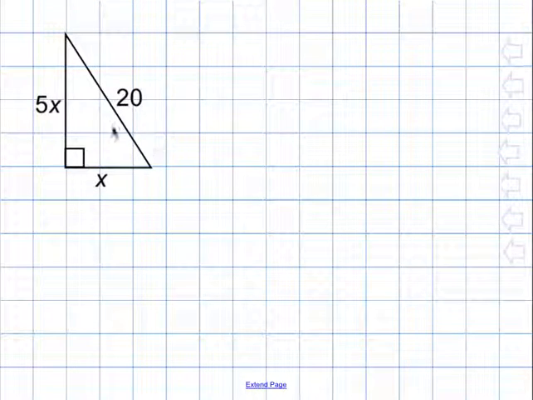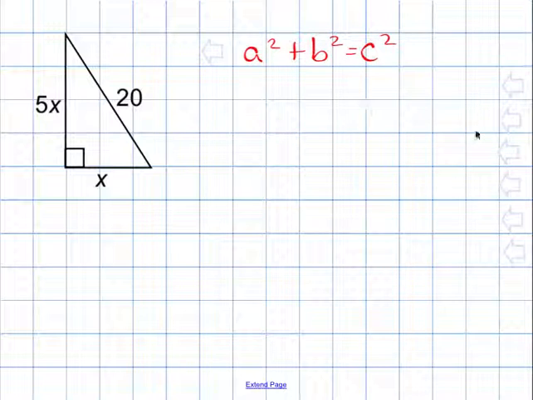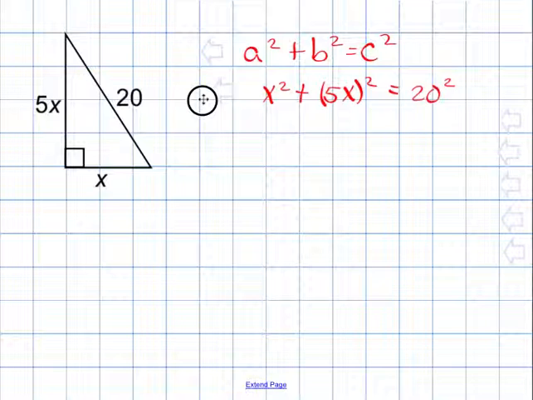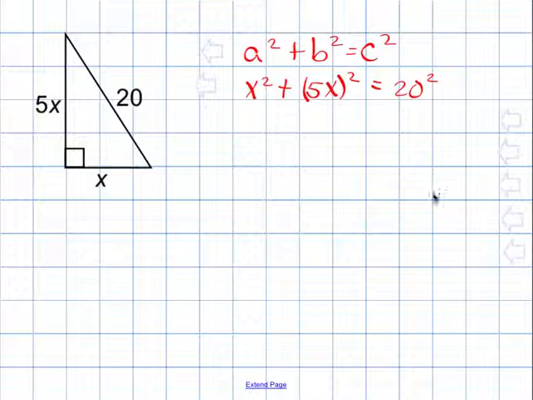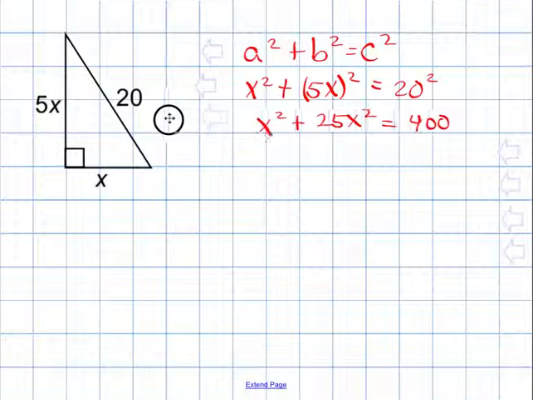In our last example here, we can throw some algebra into this too. This might be a little bit of a challenge right now, but it's good to see. Same thing, we've identified those legs and we've identified the hypotenuse. We see our formula here. We're going to substitute in place of the given values. Substituting in place of a would be x, substituting in place of b would be 5x, and substituting in place of c would be 20. No problem with the right side, 20 squared is 400.